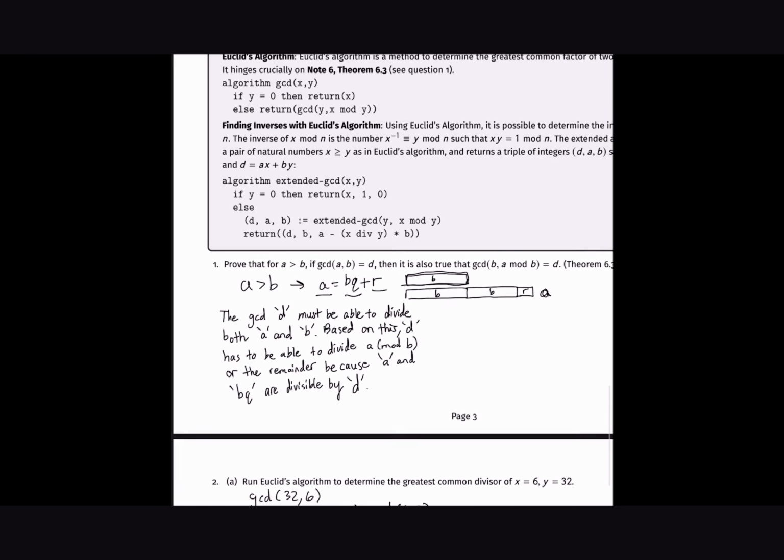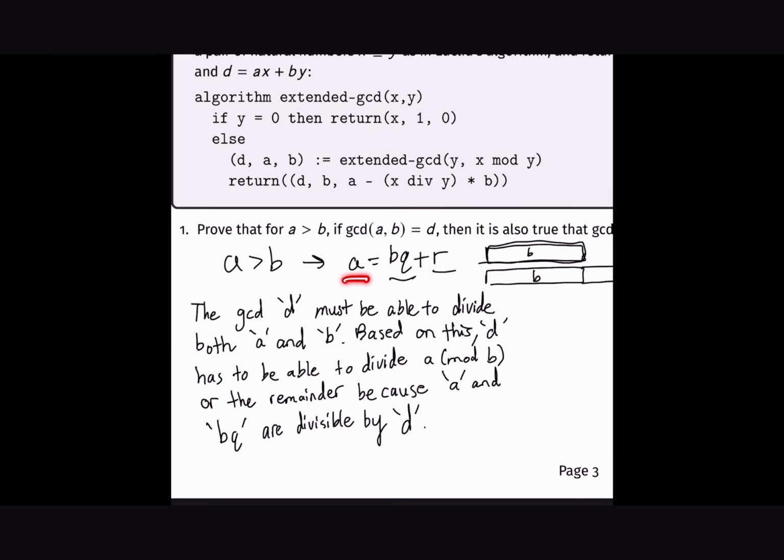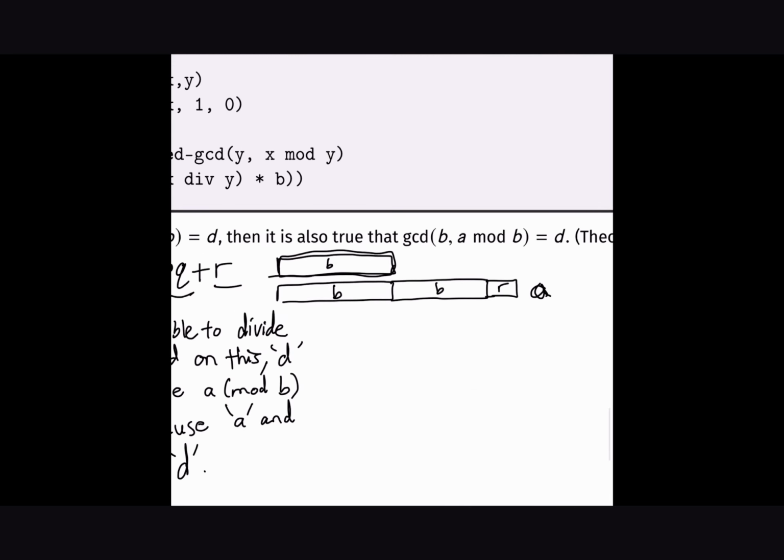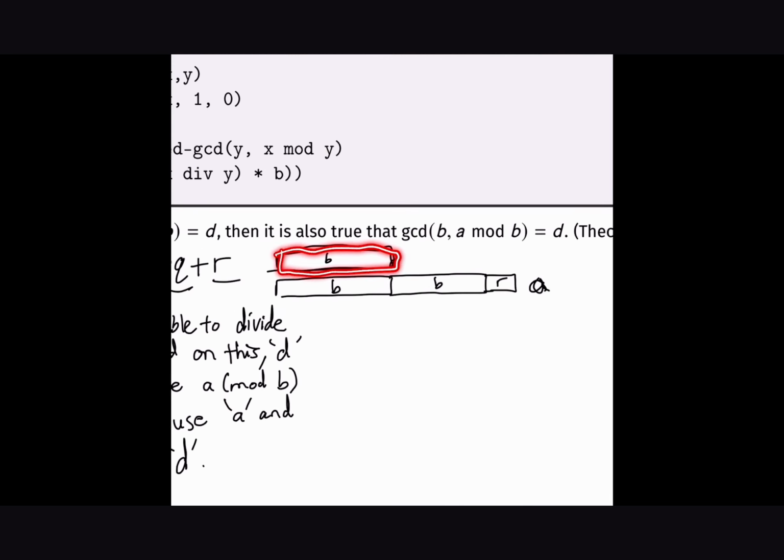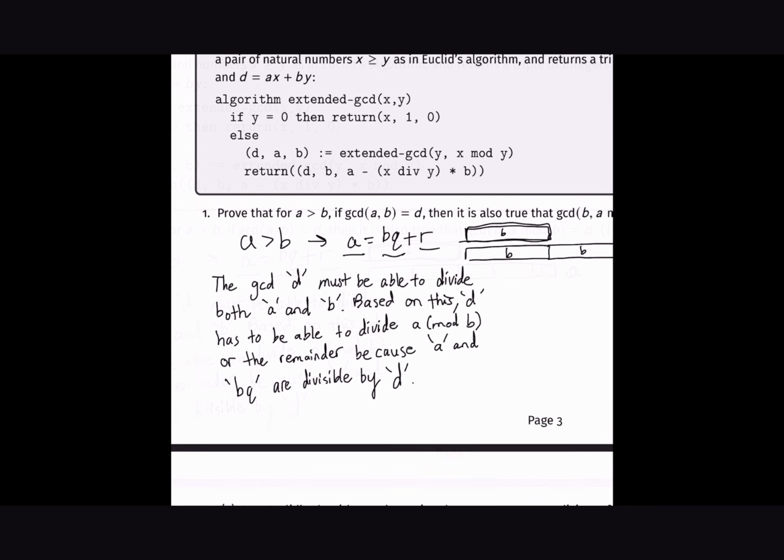So if a is greater than b, we could write a is equal to some multiple of b plus a remainder. We can also see this visually where we have b itself, and then a is, for example, let's just say 2 multiples of b plus a remainder. So if the GCD d divides both a and b because of the definition of greatest common divisor, then d has to be able to divide the remainder a mod b because a and bq are divisible by d. So how can we see this?